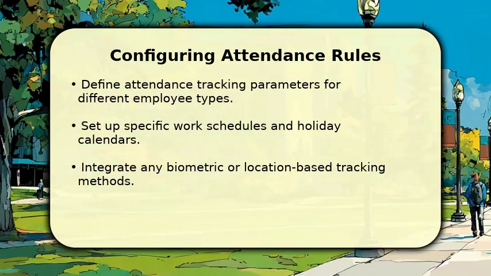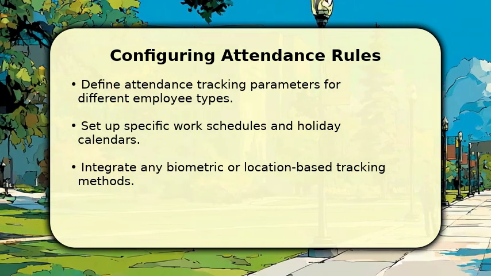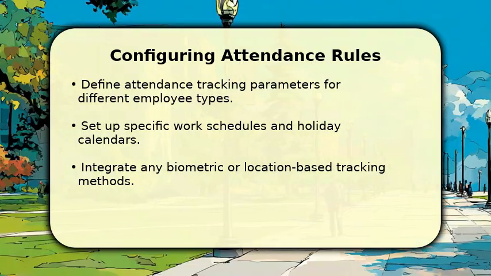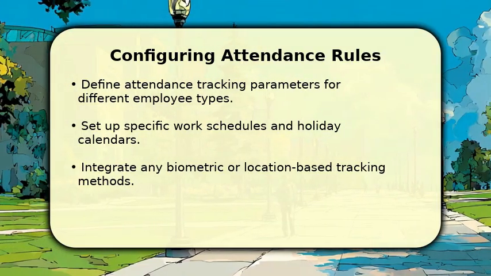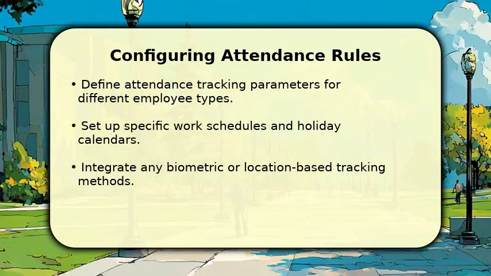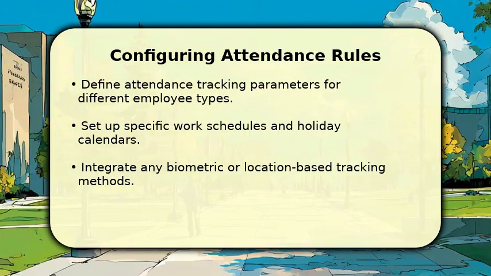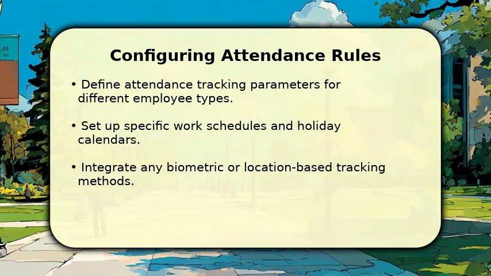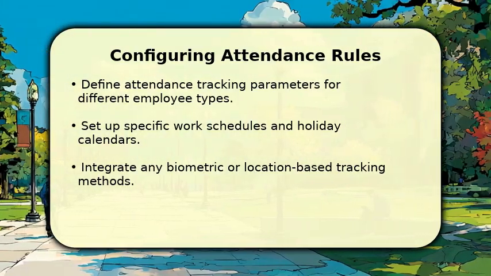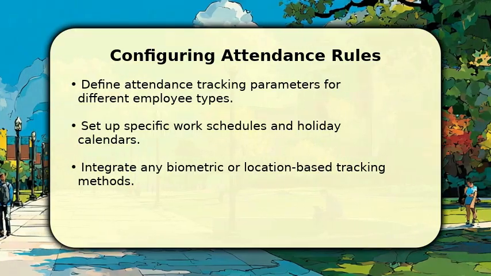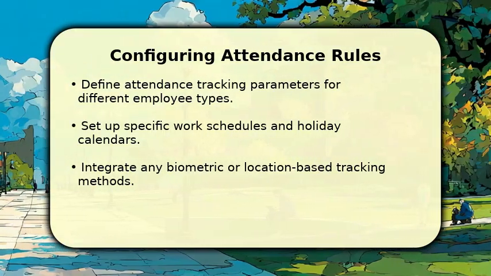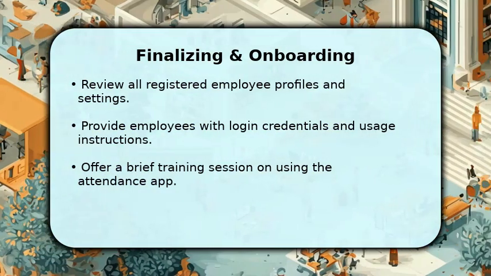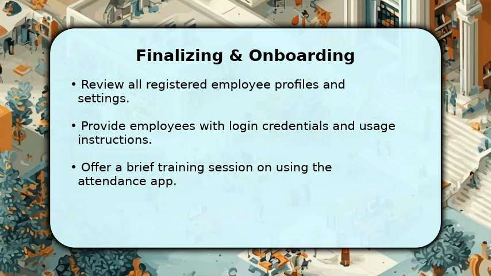Next, we'll configure the attendance tracking rules for your newly registered employees. This involves defining parameters such as standard work hours, break times, and overtime policies. You'll also set up holiday calendars and specific work schedules for various employee groups. If your app supports it, consider integrating biometric or location-based tracking for enhanced accuracy, ensuring precise attendance records are maintained throughout the academic year.